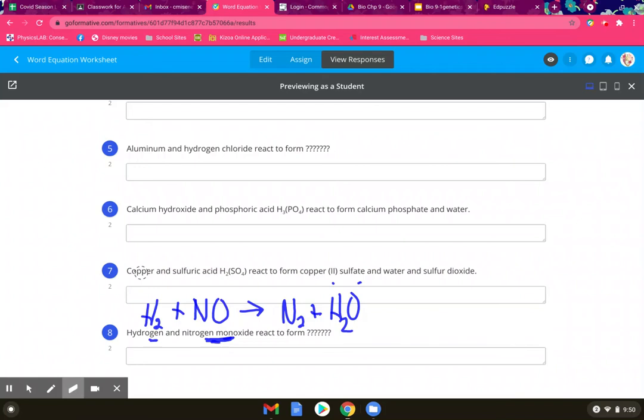Then we would have to go back and balance this. Our hydrogens are fine. Our oxygens are fine. We only need to fix the nitrogen. So 2 there, 2 there. But that messes up our oxygens. So we're going to have to put a 2 on this side to get now 2 oxygens on the product side, which then messes up our hydrogens. So we have to come back and put a 2 there. Then that would be our answer for number 8.